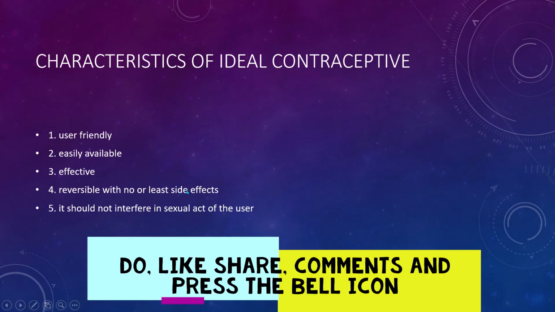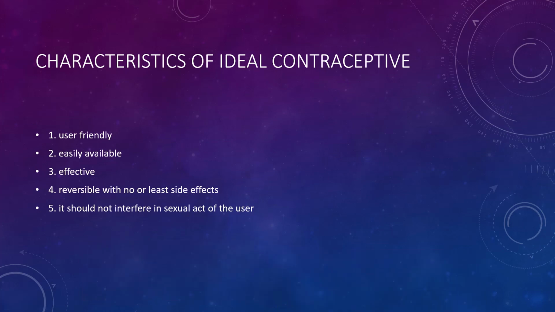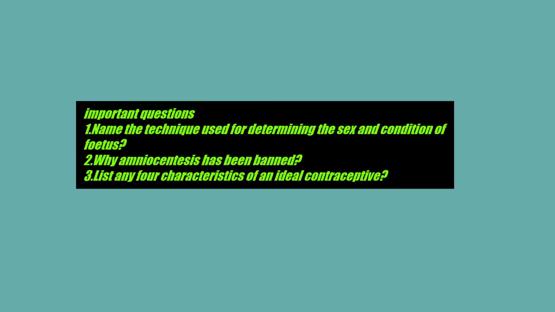It does not create any side effect on the user's body, or has the least side effect, and it reverses its effect whenever it is not needed. And last, it should not interfere in the sexual act of the user. It does not interfere with the user's sexual function. So these are the characteristics of an ideal contraceptive.